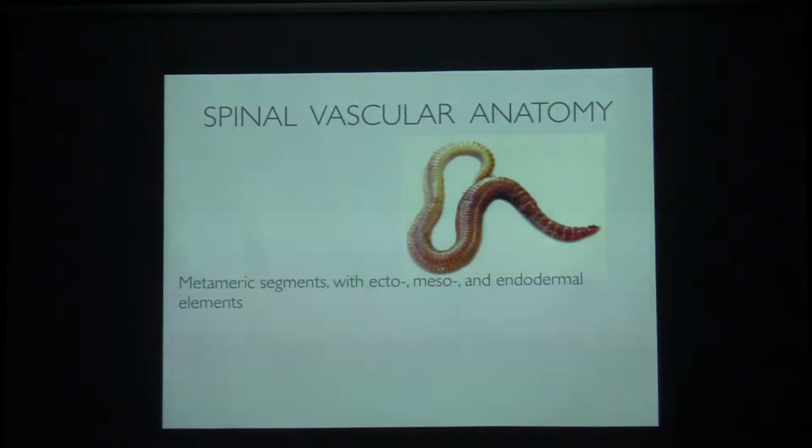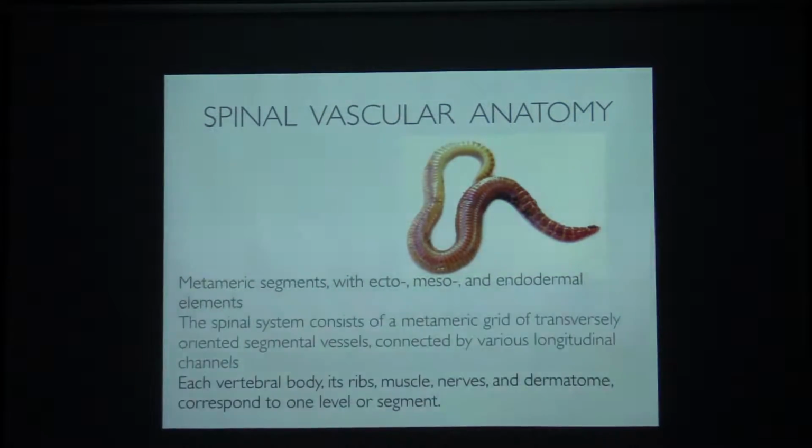Going to the beginning and a little bit of philosophy, we're all built from what we call metameric segments, just like this worm, and every metameric part of us is built from ectoderm, mesoderm, and endodermal elements. And if we concentrate and look at the spinal system, it consists of a metameric grid of transversely oriented segmental vessels, and they're all connected by longitudinal channels of blood. So if we look at the most obvious way to look at it, and this is the thoracic area, each vertebral body, its ribs, the muscle, the nerves, all this dermatome is supposedly supplied by one segmental artery.